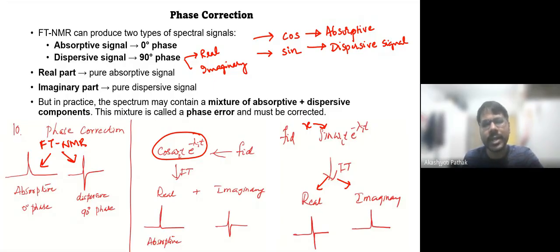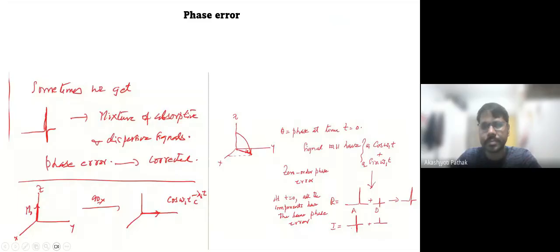The spectrum may contain a mixture of absorptive and dispersive components, and this mixture is called a phase error, and that has to be corrected. So that is what is explained here.